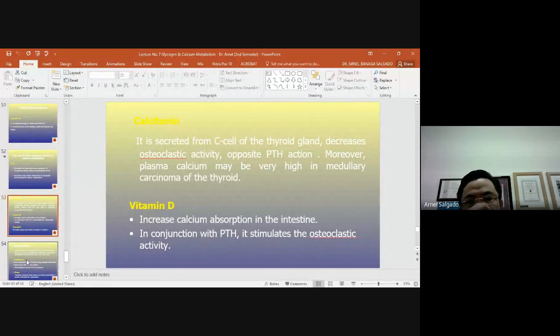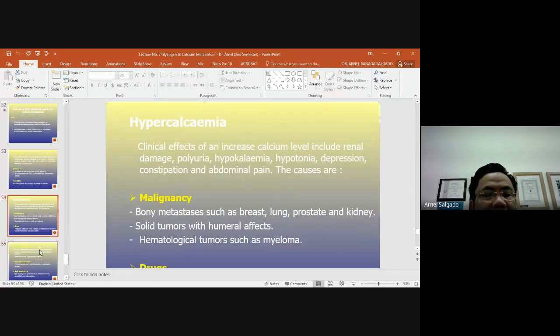Calcitonin, on the other hand, is secreted from the C cells of the thyroid gland and decreases osteoclastic activity, which is opposite to PTH action. Moreover, calcitonin in the blood may be elevated in the case of medullary carcinoma of the thyroid. On the other hand, vitamin D increases calcium absorption in the intestines. In conjunction with PTH, it stimulates osteoclastic activity. Okay?